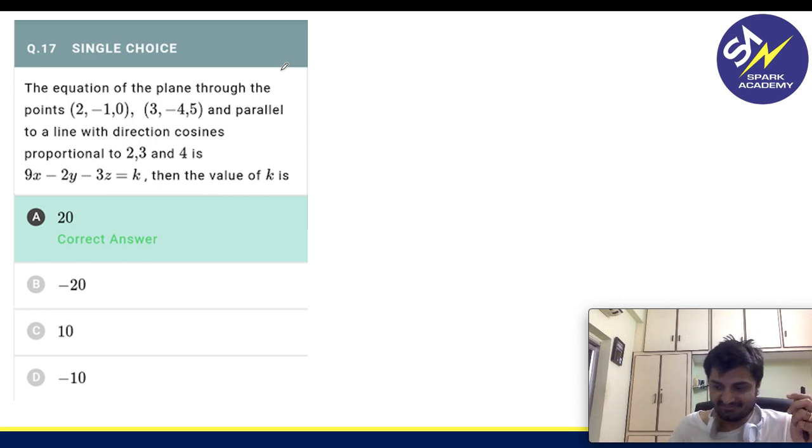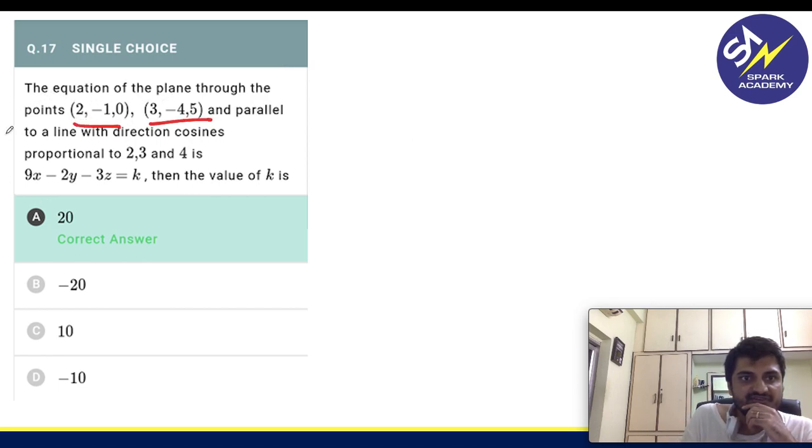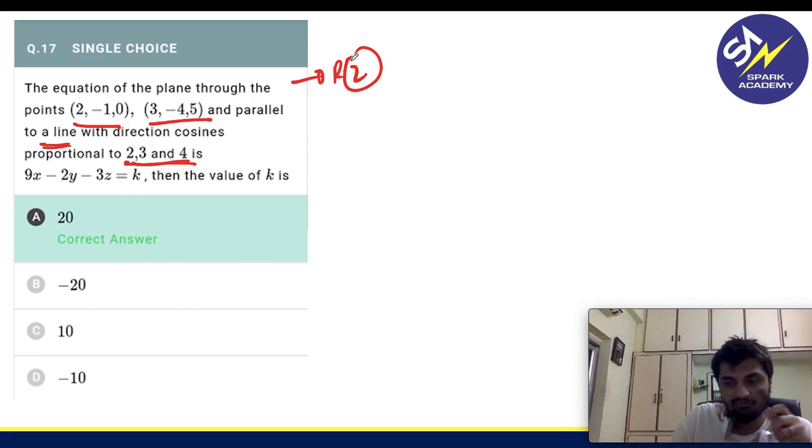Now what about this, guys? Equation of a plane passing through the points and parallel to a line with the DCs 2, 3 and 4 is this. Then find the value of k. So this is DCs, DRs. I will try to do it in round 2.